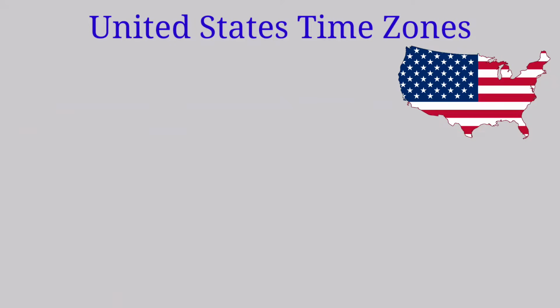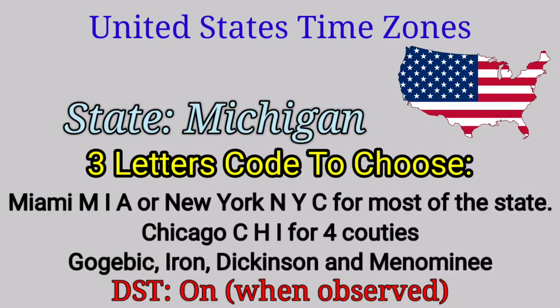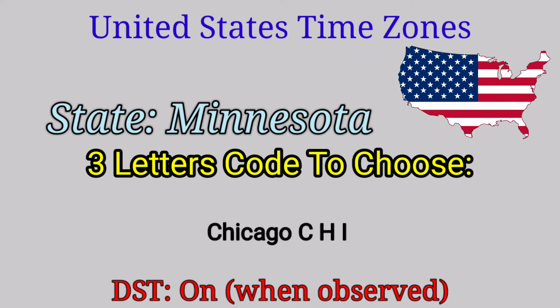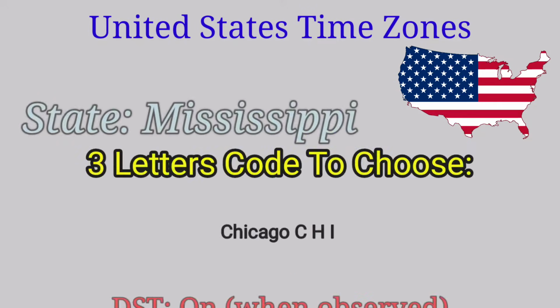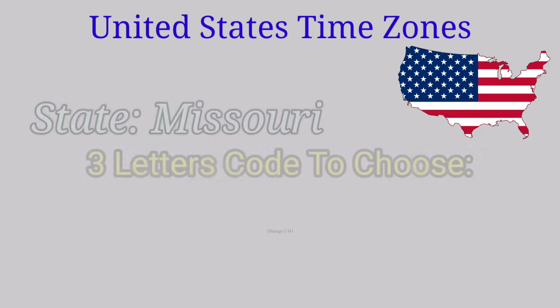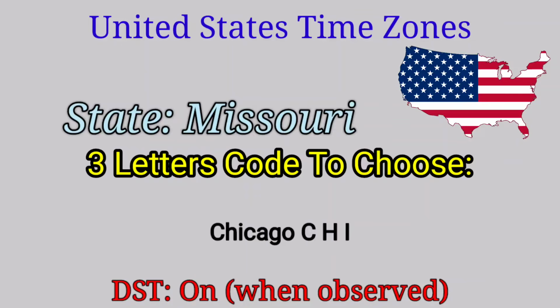For Michigan, use Miami MIA or New York NYC for most of the state except for the following 4 counties bordering Wisconsin, that are Gogebic, Iron, Dickinson and Menominee. You will need to use Chicago CHI for those. Next, for Minnesota, use Chicago CHI for the whole state. For Mississippi, also use Central Time, that is find the code Chicago CHI on your watch. For the state of Missouri, use Chicago CHI.